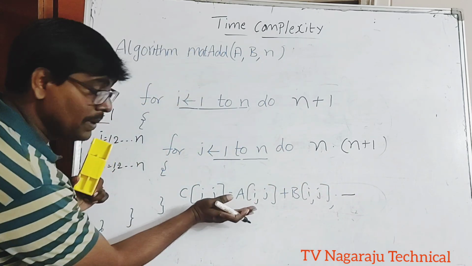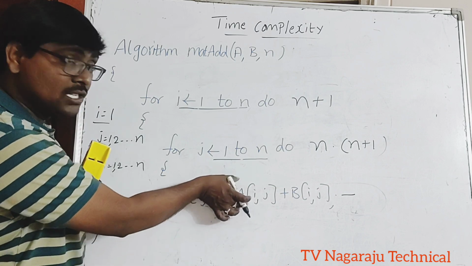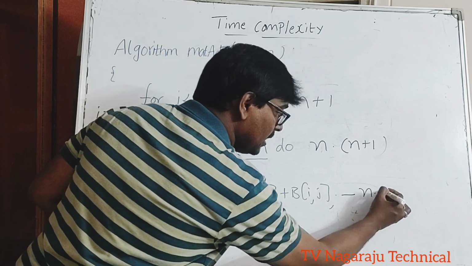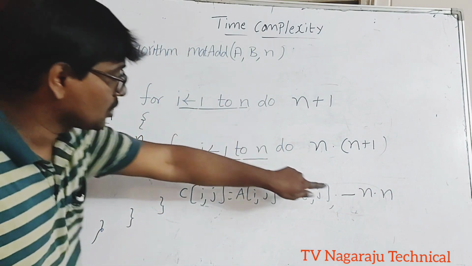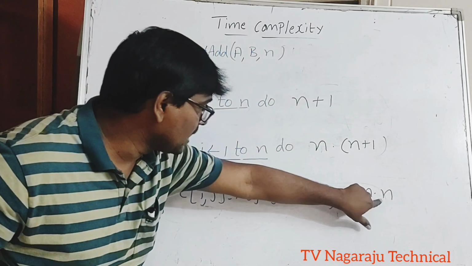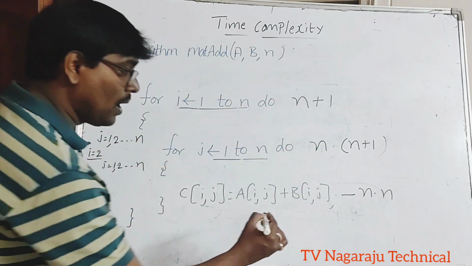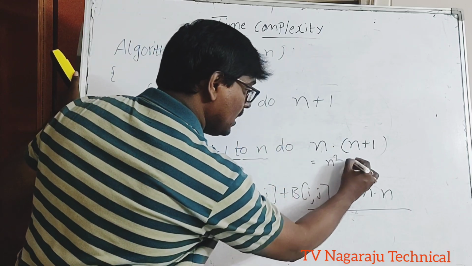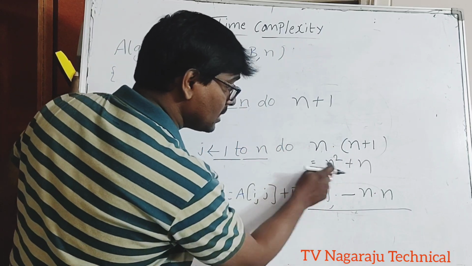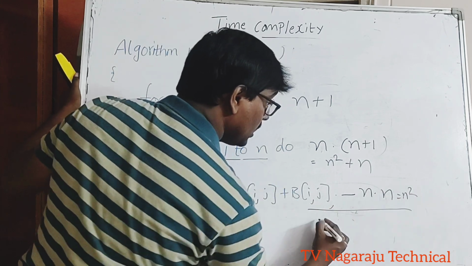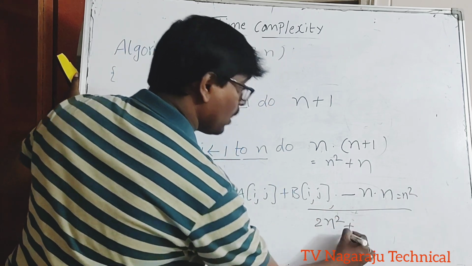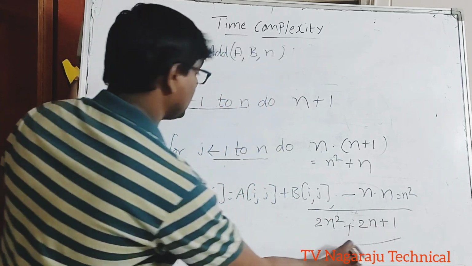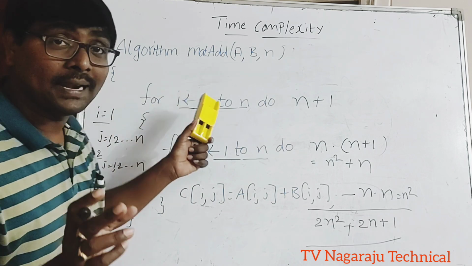Now here, how many times is this executed? This is executed for all the true cases, meaning n into n. This first n is the outer for loop, the second n is the inner for loop. Now what is the total complexity? Here this is n square plus n. Now calculate n square; this also becomes n square. So 2n square plus n plus n, that is 2n square plus 2n plus 1. This is the time complexity for matrix addition.